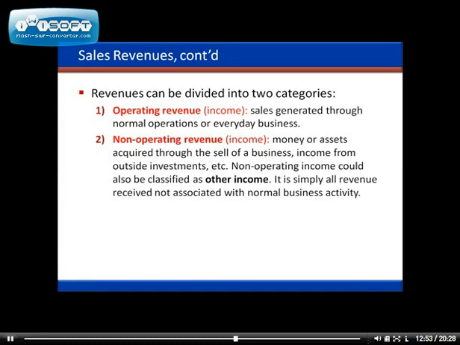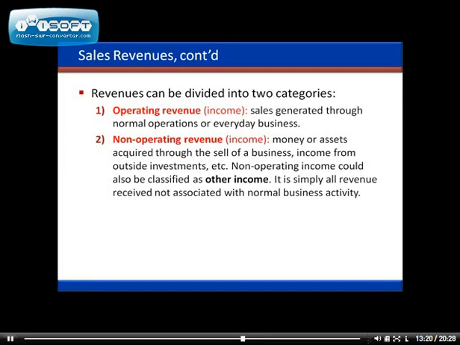Non-operating revenue is money or assets acquired from, maybe you had to sell a business, or it was income from outside investments. It's basically all revenue received not associated with normal business activity. So let's say, for instance, that I own a convenience store. Okay, that's a retail operation.